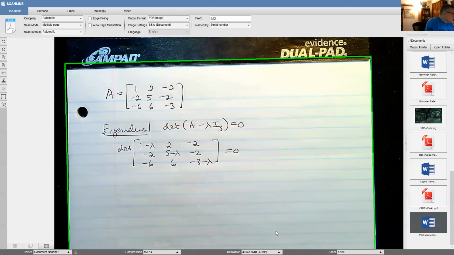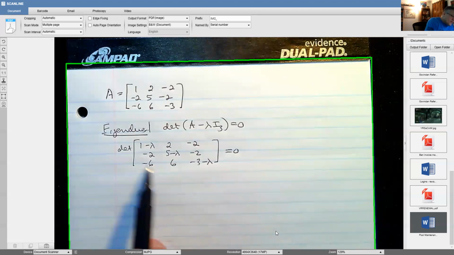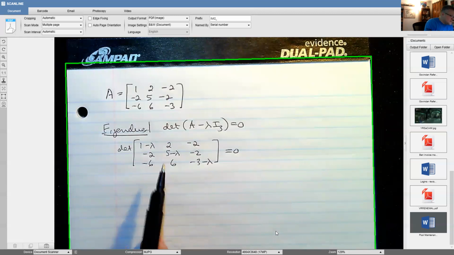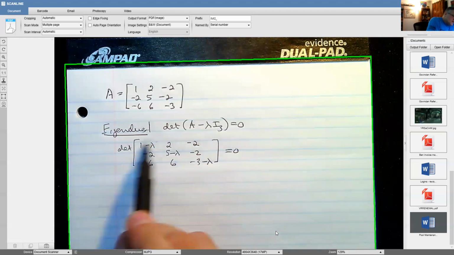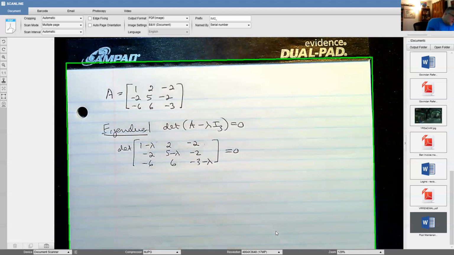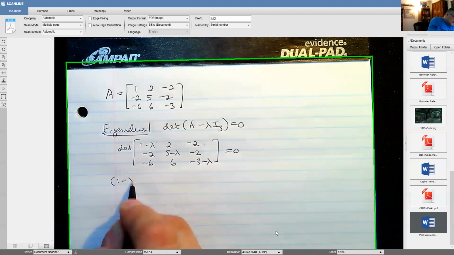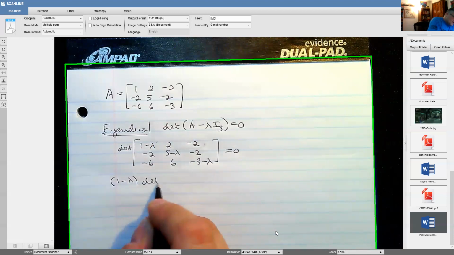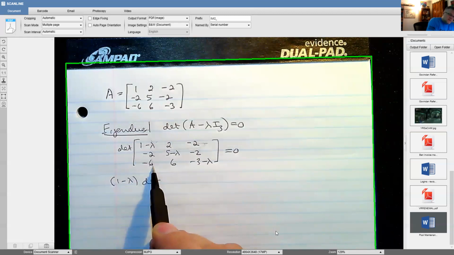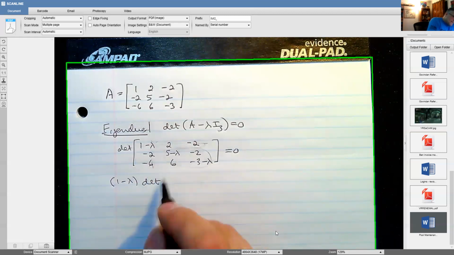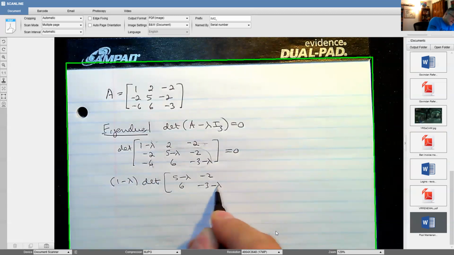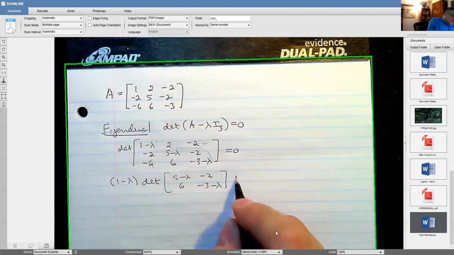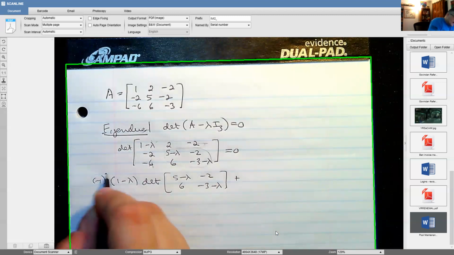Okay. Well, there's no nice way of doing this. I'm just going to use the top row and break it down into cofactors. All right, so I have 1 minus lambda times the determinant of what remains if I throw out the row and column containing it. So it's of this: 5 minus lambda, -2, 6, -3 minus lambda. Okay. Plus, and there's a negative 1 squared out in front there.